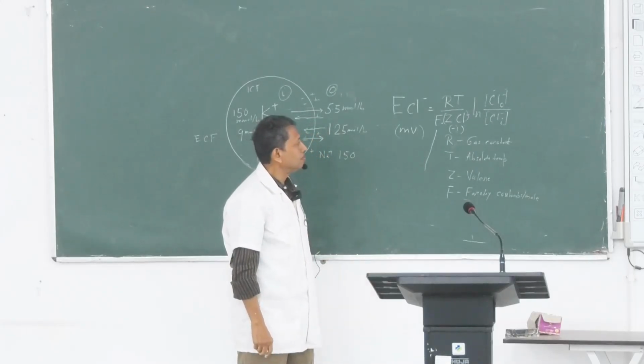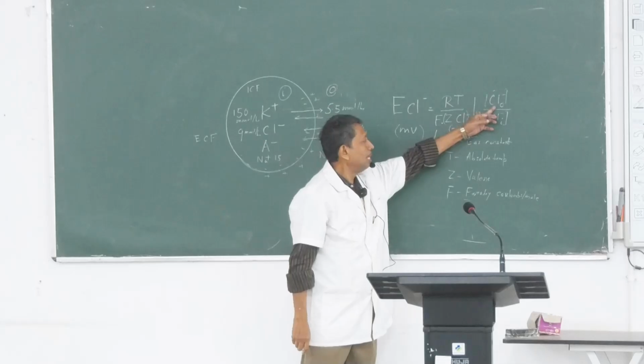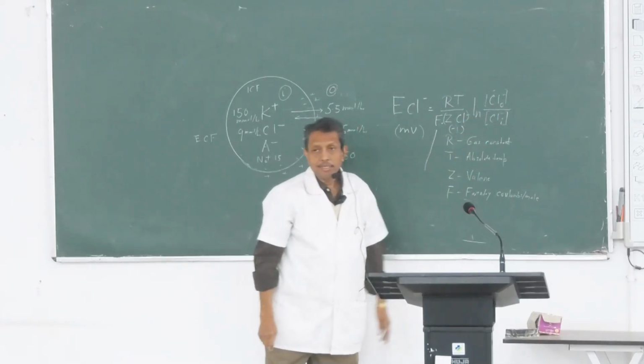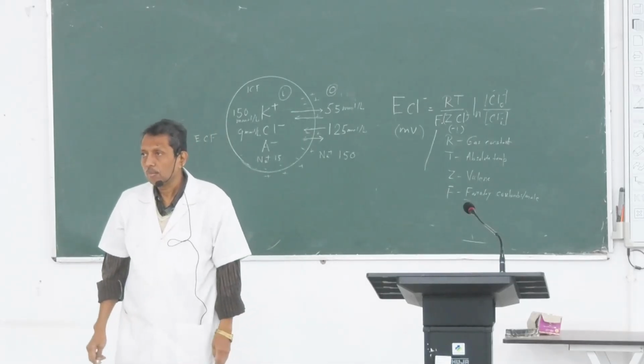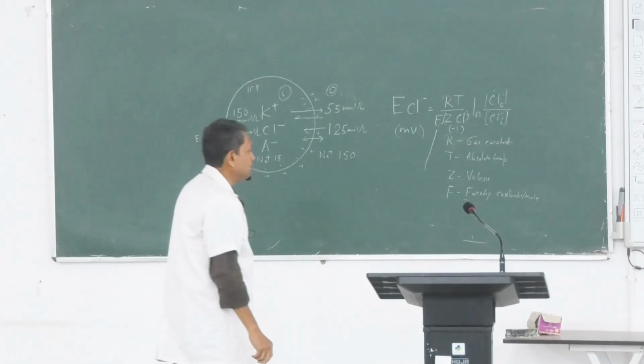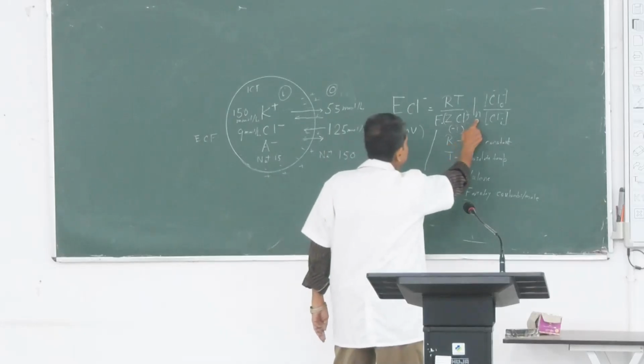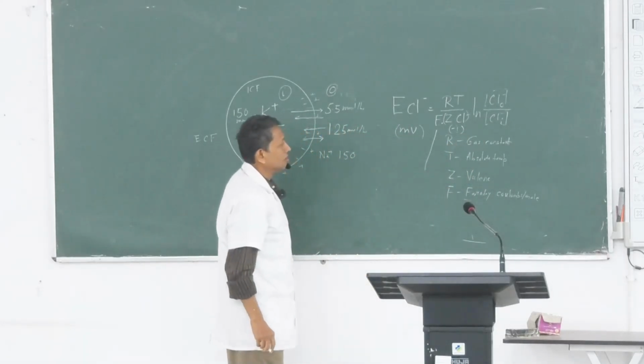It is the chloride concentration outside and inside, and Ln is the natural logarithm, that is the logarithm to the base E.